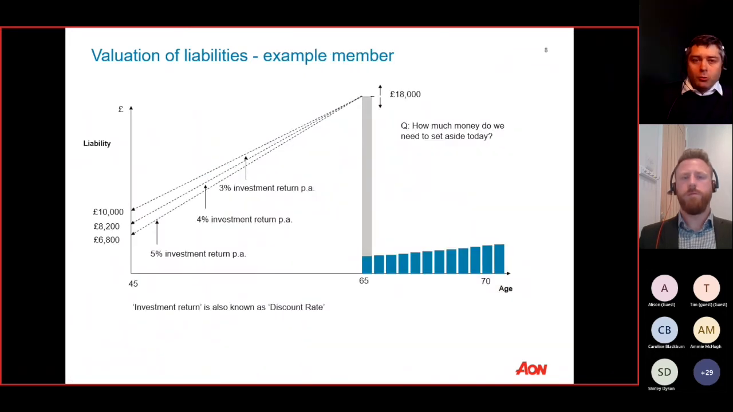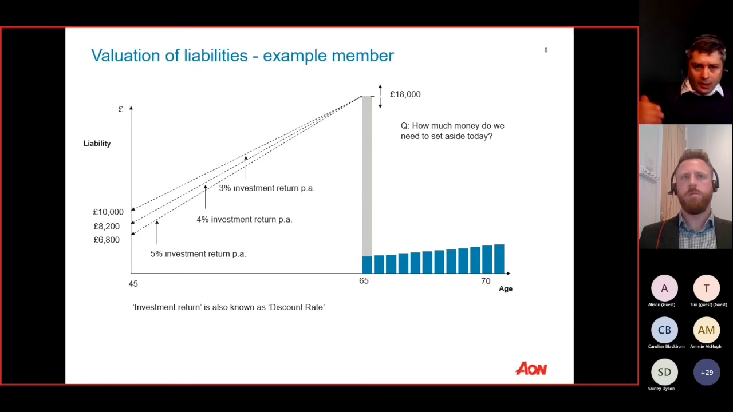So for now, if we return to our first example of the individual member, we are trying to calculate how much money we think we need today to pay the future expected cash flows. And in this example, we've calculated that we would need around 18,000 at the age of 65 in order to meet the cash flows from that date. However, we don't need to set aside the full 18,000 today to meet those cash flows because we expect to earn investment returns on our money between now and then. So if we expect to earn an investment return of around 3% per annum, then we would only need to set aside 10,000 now. So just over half of what we think is needed at age 65.